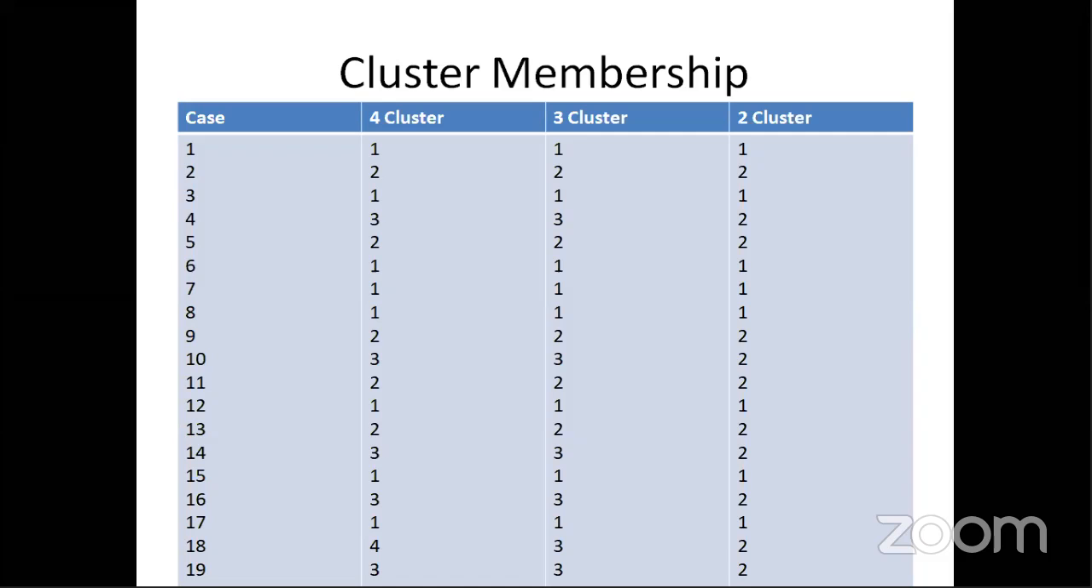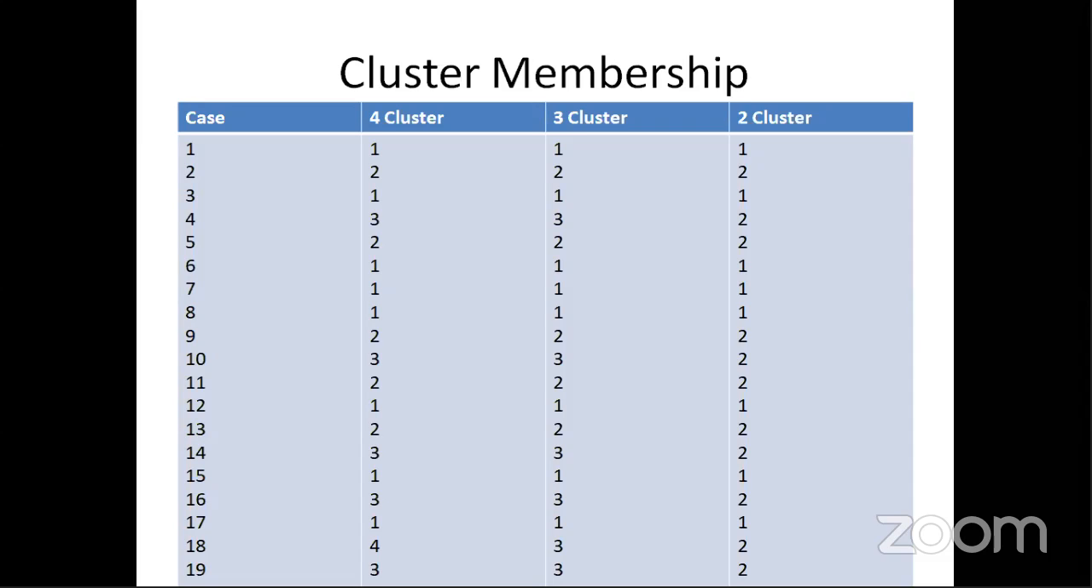तो स्पेसेस करके बता देता है कि केस नंबर 1, रिस्पोंडेंट नंबर 1 will go in the first cluster, respondent number 2 will go in the second cluster, respondent number 3 will go in the first cluster, respondent number 4 will go in the fourth cluster, respondent number 5 will go in the second cluster, like that.